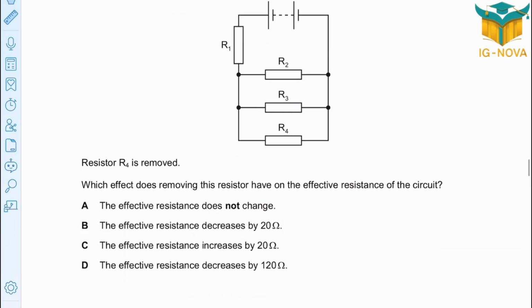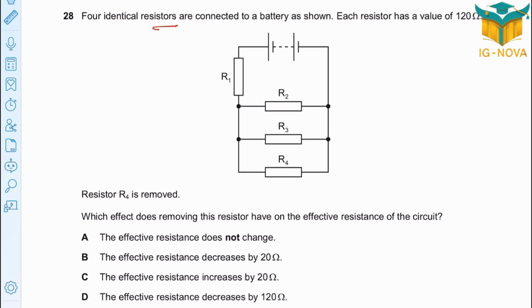Question 28. Four identical resistors are connected to a battery as shown here. Each resistor has a value of 120 ohms for R1, R2, R3, R4. Then resistor R4 is removed. What effect does removing the resistor have on the effective resistance of the circuit? When you cancel R4, what's going to happen? In a question like that, I prefer to calculate to make it easy for me. What is the resistance here? The combined R.